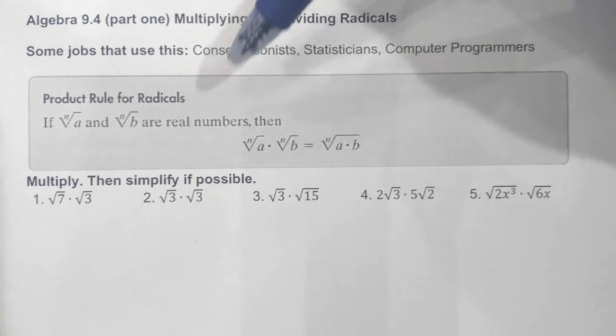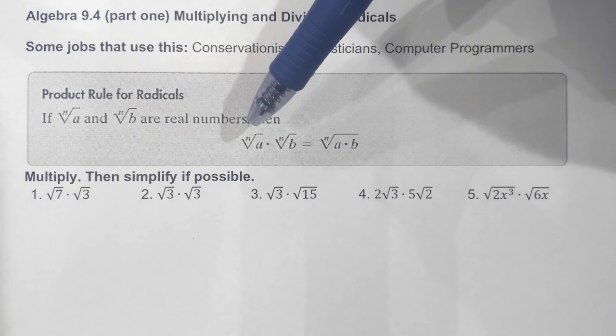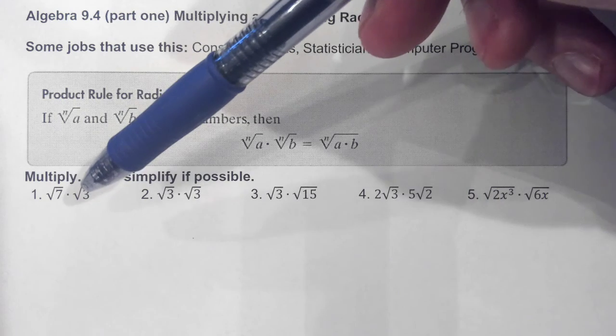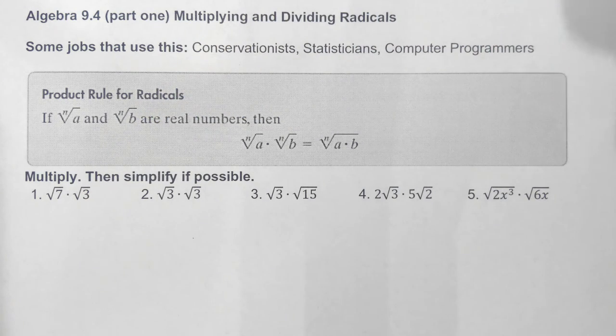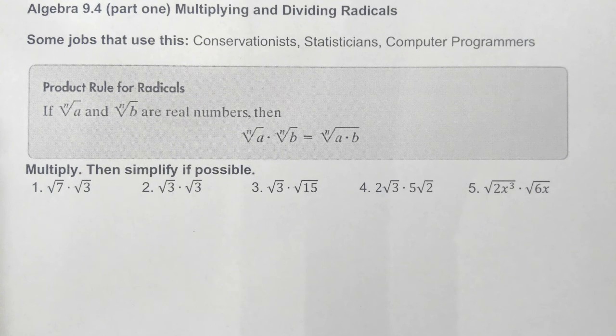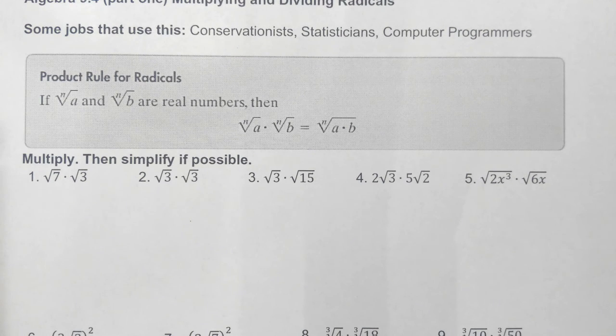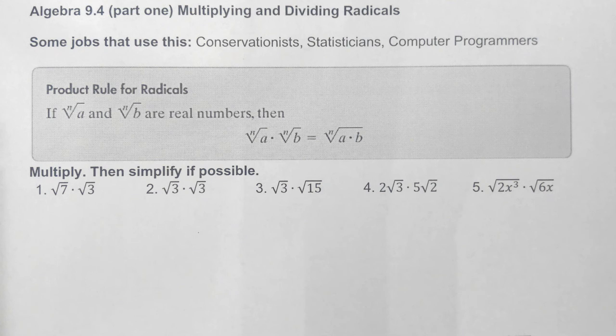The product rule says, just like we could take things apart whenever we were simplifying radicals, we can also put them together by multiplying the numbers together. And then we're going to simplify, if possible, by looking for perfect squares that divide them. So we'll see what this looks like.